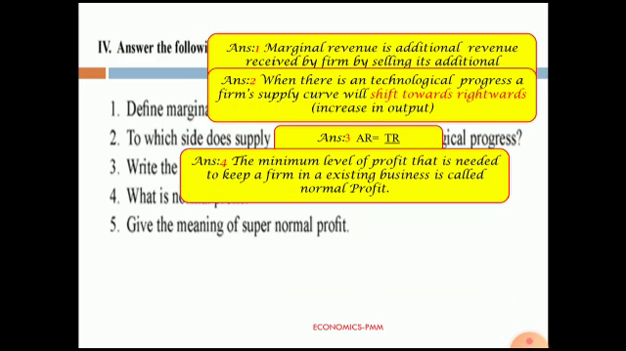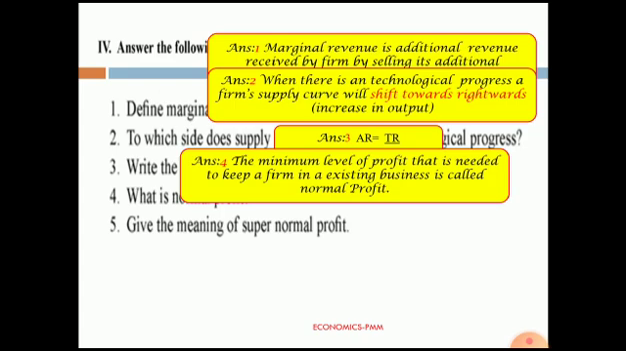As I said, if he is incurring a cost of 50 lakh, he should get at least 50 lakh. So this is the minimum level of profit that is needed to keep a firm in an existing business. Whatever amount he is investing, minimum he has to get that as revenue. To keep him continuing in that business, if he is getting below that, he will be incurring loss. If he is investing 50 lakh and he is receiving 60 lakh or 70 lakh, that is supernormal profit.